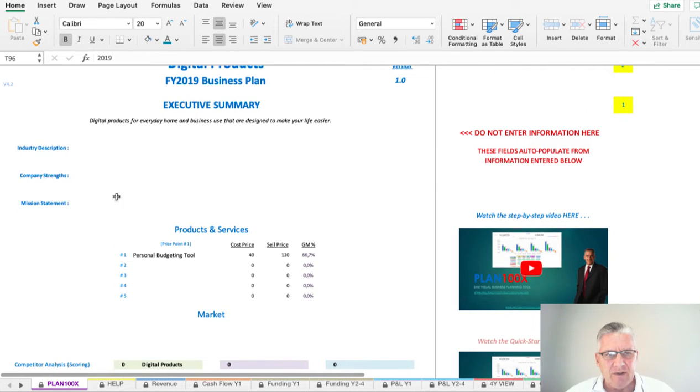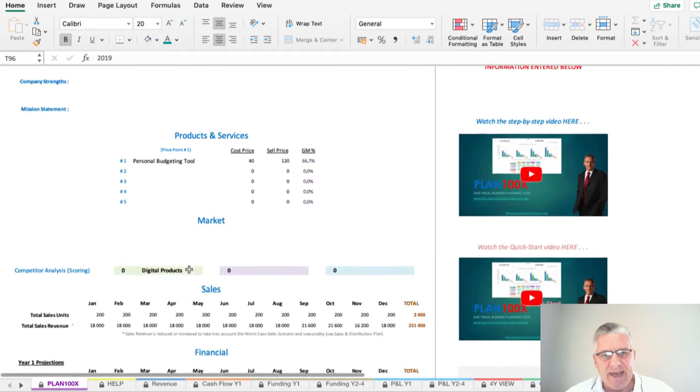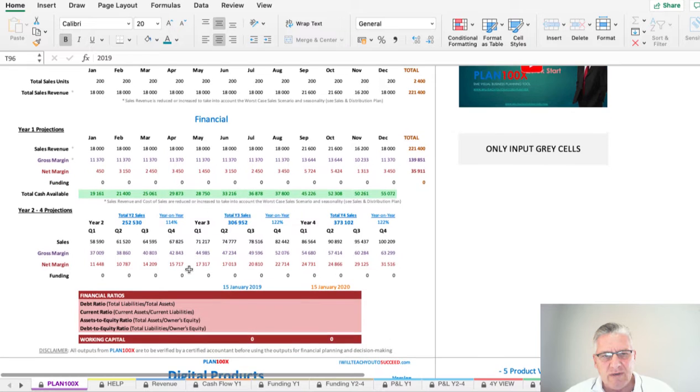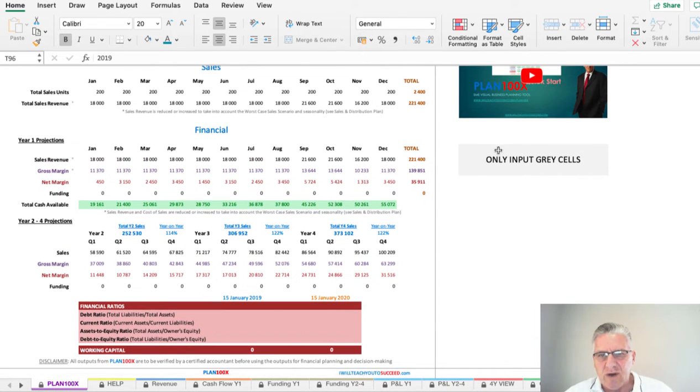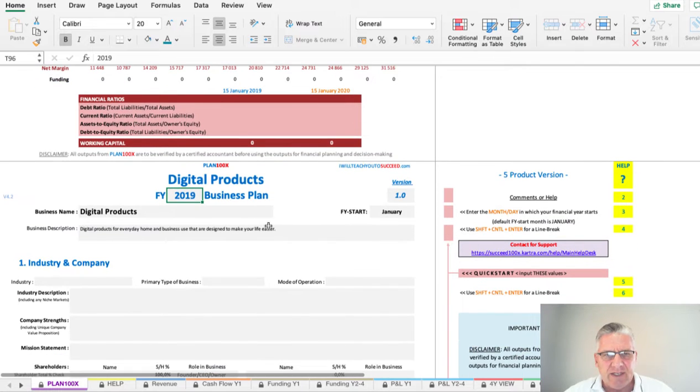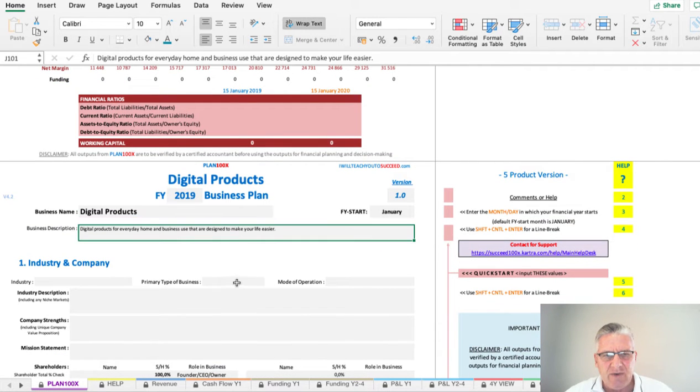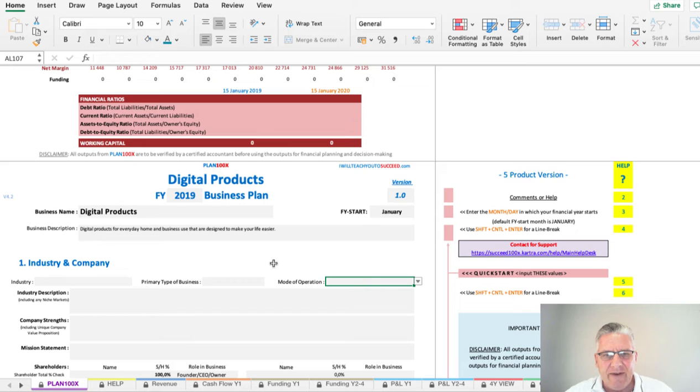You can see now a lot of the fields are empty. That's because you haven't put the information in yet. I've started to work on this so you can see some information here, but at the end of your business plan, this will automatically populate from what you've already input. What's also important, on the right here you can see it says only input gray cells. With very few exceptions, it's only the gray cells where you need to input data. All the other areas are locked down. You cannot get into the other areas if using Microsoft Excel.